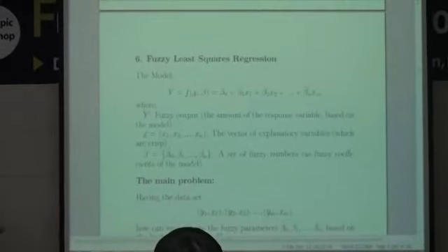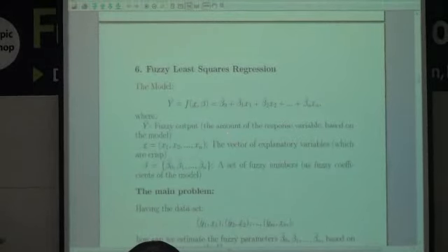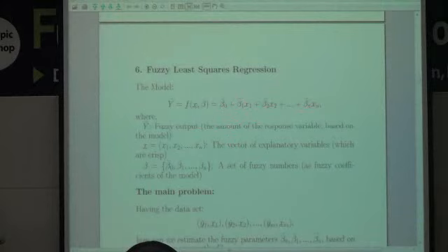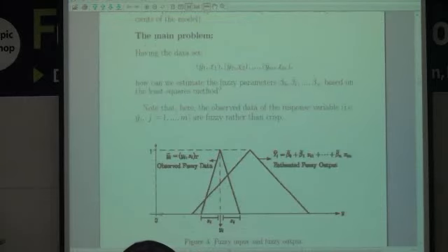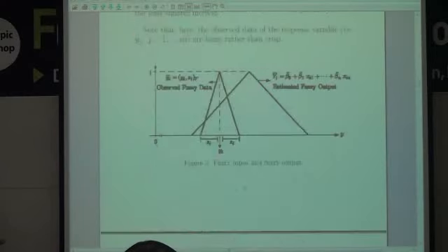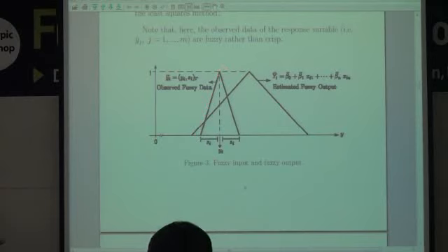The second approach is fuzzy least squares regression. Again, consider this model with fuzzy parameters, and the main problem is to find the best model, but with which criteria? Now we consider another criterion. We wish to find the parameters of the model so that the distance between the observed value, for example, this is the observed value of the dependent variable, and the estimated one, which is obtained based on the model, is minimum.